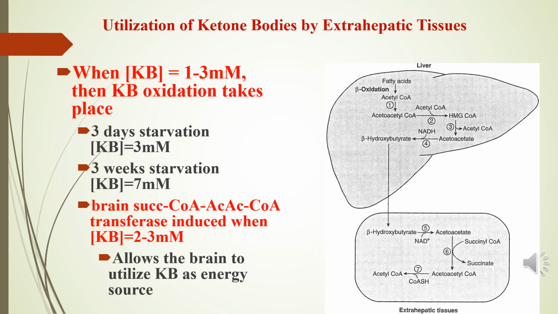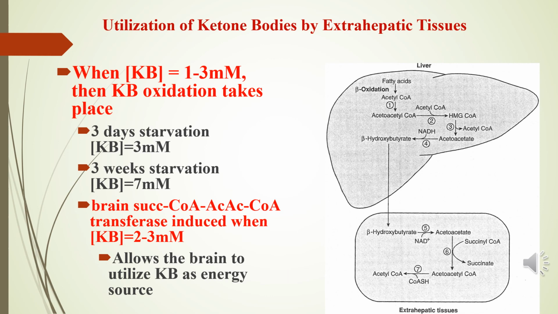The utilization of ketone bodies by extrahepatic tissues occurs when the levels of ketone bodies in the blood exceed 3 milligrams %, and this occurs with prolonged starvation after about 3 days. The levels of ketone bodies start to increase, and this process is in favor for the tissues that have the enzymes that can oxidize ketone bodies, like the brain cells or skeletal muscle cells, which have the enzymes that can oxidize the ketone bodies and utilize them. And these enzymes are induced, especially succinyl-coenzyme A and acetoacetyl-coenzyme A transferases, which are induced with increasing levels of ketone bodies.